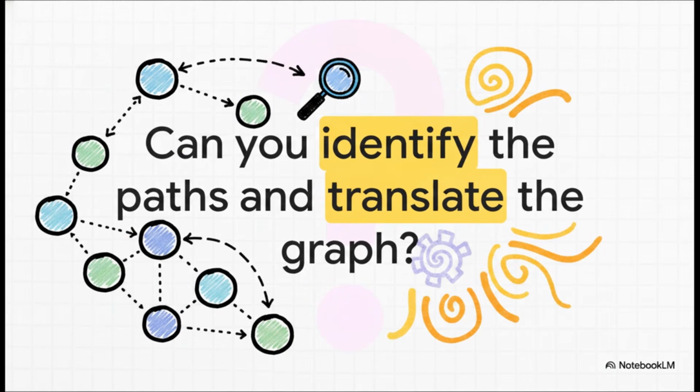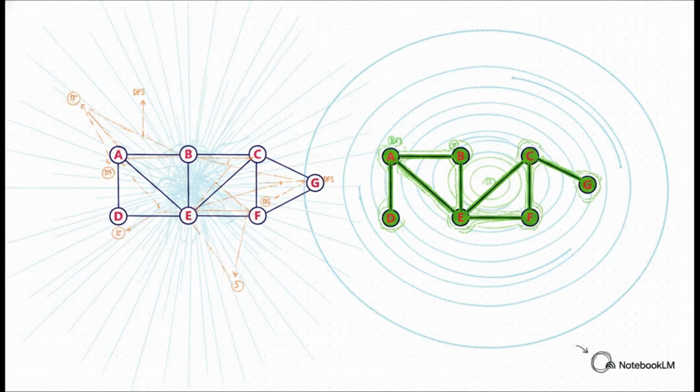Before we wrap up this explainer, let's actually put this theory into practice. Passive listening is great, but getting your hands dirty is where the real understanding happens, right? Take a look at this 7-node network. Can you map out its adjacency matrix by hand? If you dropped a DFS and a BFS algorithm right onto node A, how exactly would their paths differ?